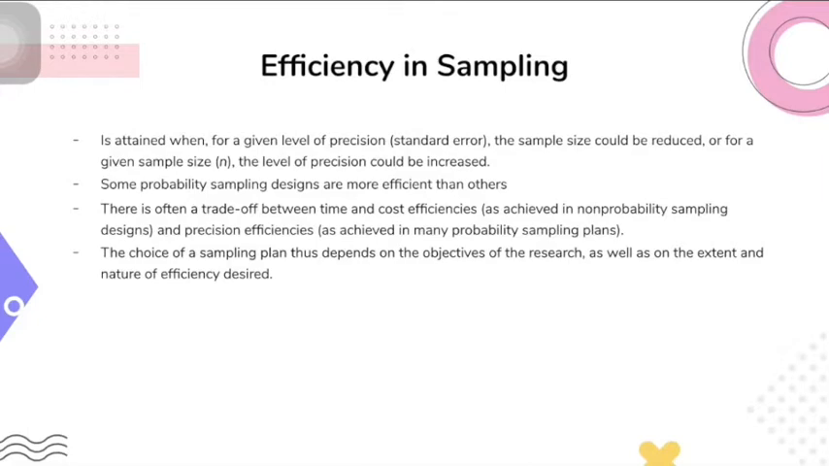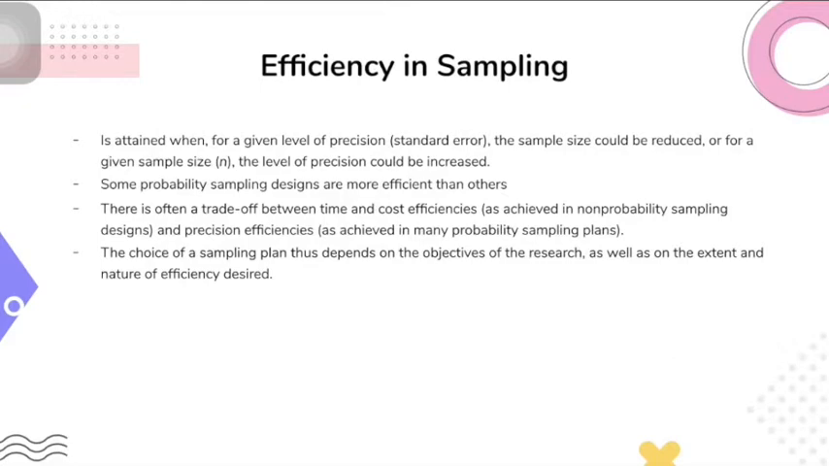So, efficiency in sampling is attained when, for a given level of precision or standard error, the sample size could be reduced, or for a given sample size, the level of precision could be increased. Some probability sampling designs are more efficient than others. The simple random sampling procedure is not always the most efficient plan to adopt. Some other probability sampling designs are often more efficient.